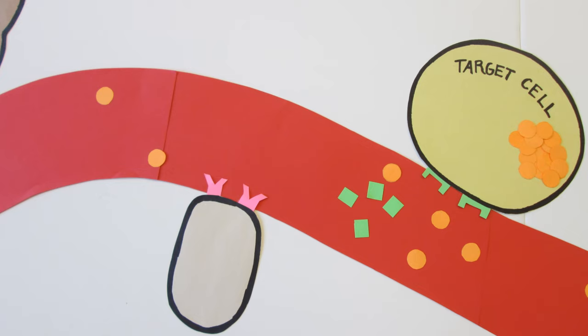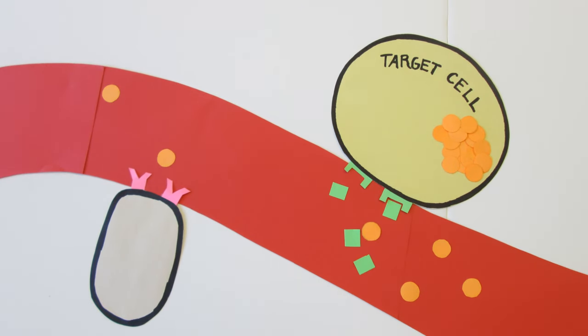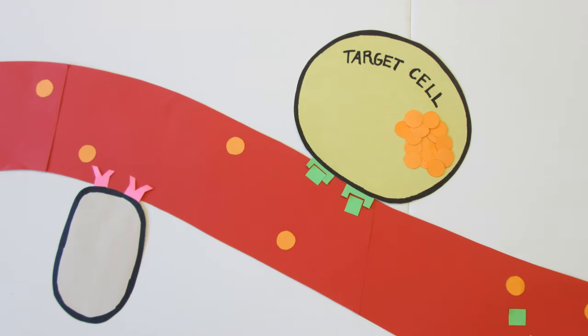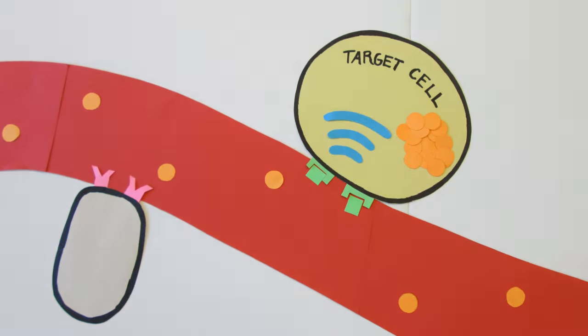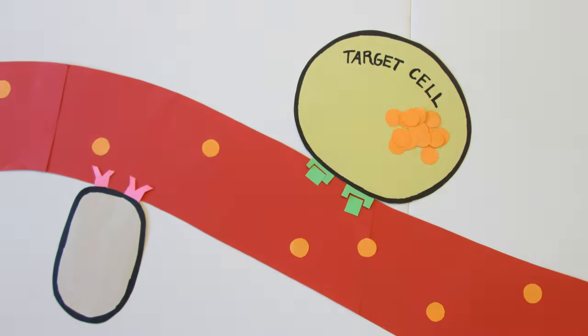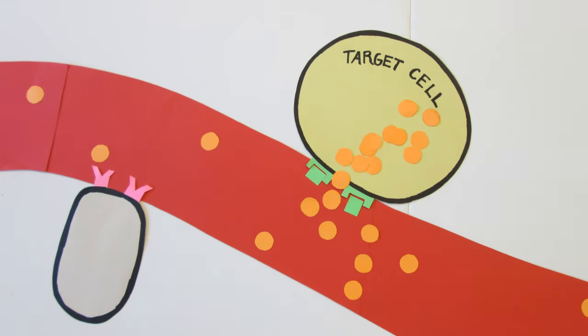Hormones activate target cells by binding to specific receptors on the inside or outside of the target cells. When a hormone binds to a receptor, the receptor sends a signal throughout the cell. Just like a megaphone amplifies the volume of a person's voice, a hormone's message is amplified inside the cell. This signal goes a long way. Just a few hormones can induce great change.